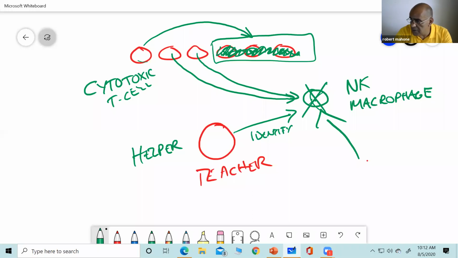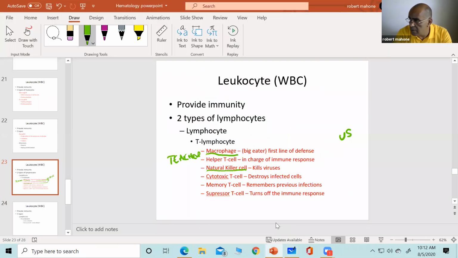Okay, so let's look at the list again. You get a virus in your body. The helper T cell will recognize that virus. It will send macrophages and natural killers over to destroy the virus itself. Then it'll send the cytotoxic T cells over to destroy the infected cells. But we're still not finished yet, because we don't want that thing to come back in us again, causing problems. So I'm going to create a memory T cell that will recognize the infection if it ever comes in again.